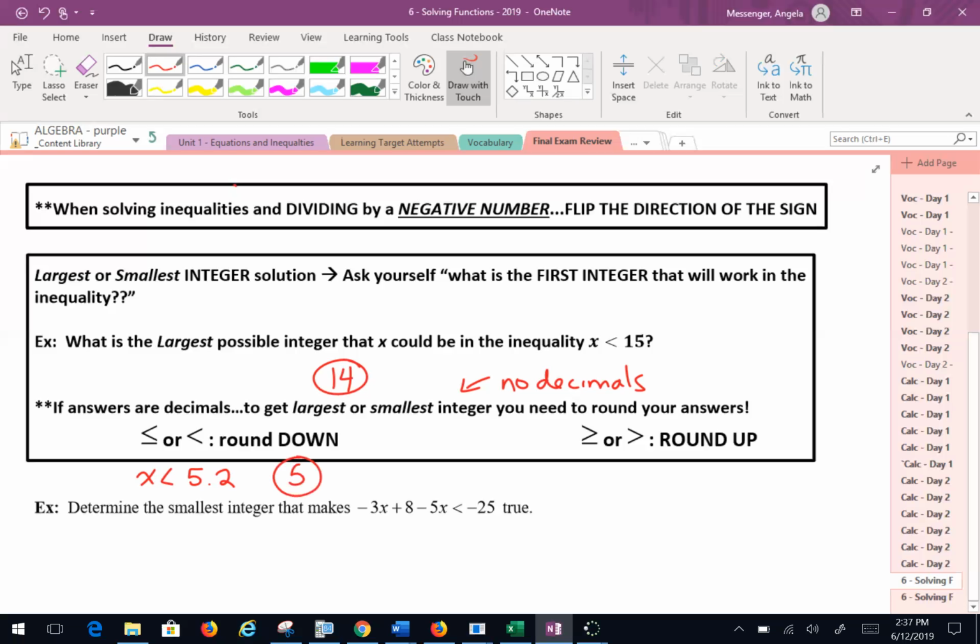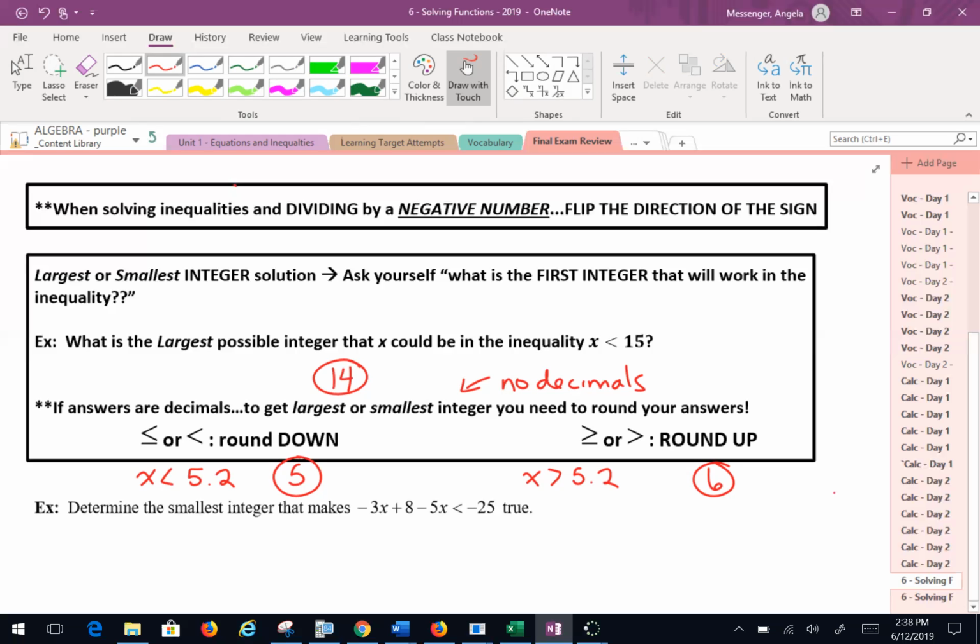What if this was a real world situation, and the final thing was not x is less than 5.2, it was x is greater than 5.2? What would the smallest integer be? 6. It would have to be 6. You might think, oh, 5.2, I have to round it down. Remember, it's got to be greater than 5.2.